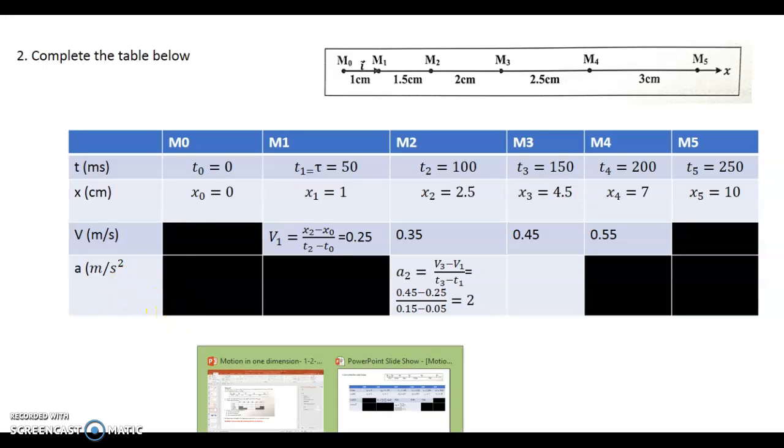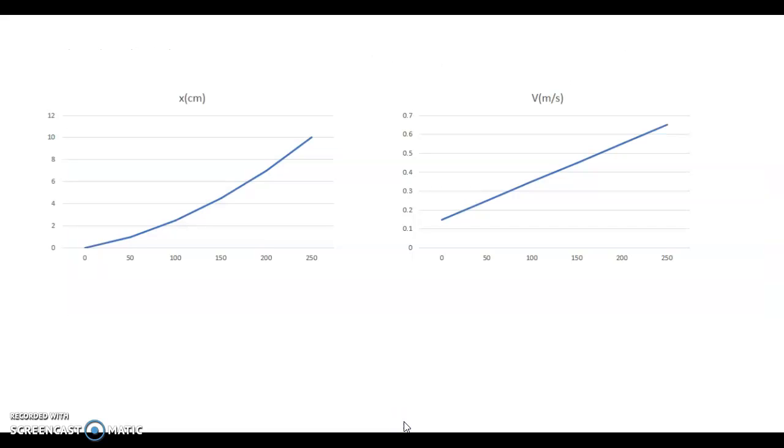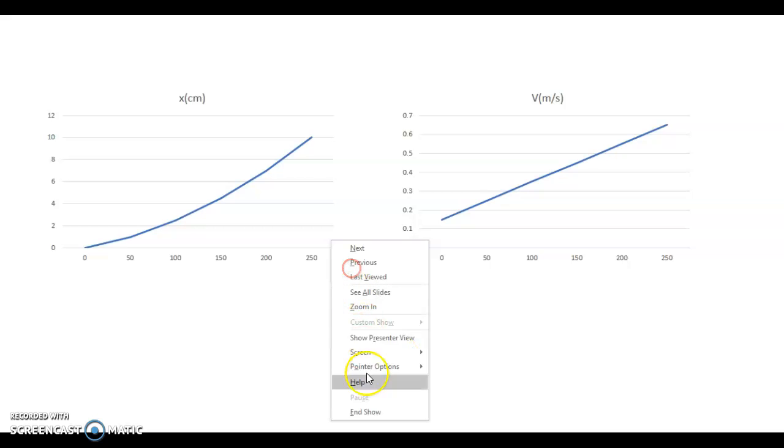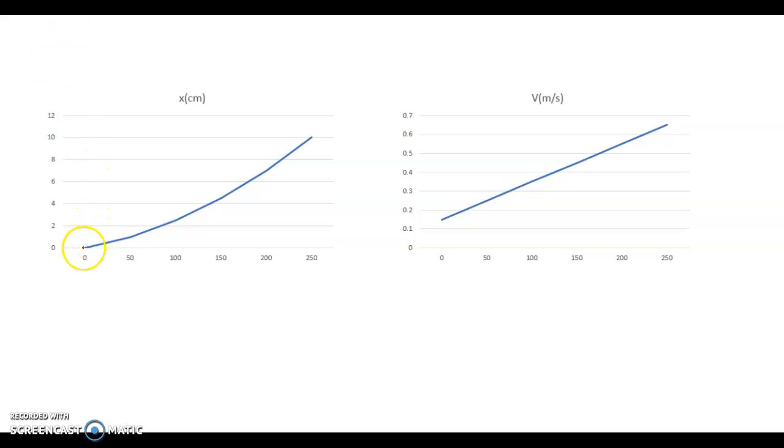Now concerning the graphs, I want to add the axes. I just use Excel to get an accurate one, but for sure you have to show the axes, horizontally and vertically, and you have to write the parameter here, which is x in centimeter.